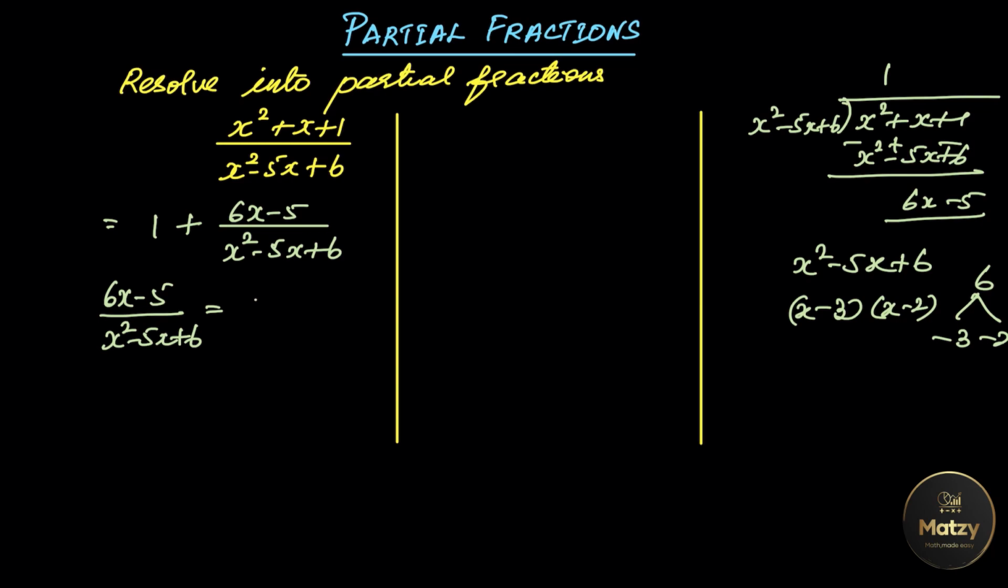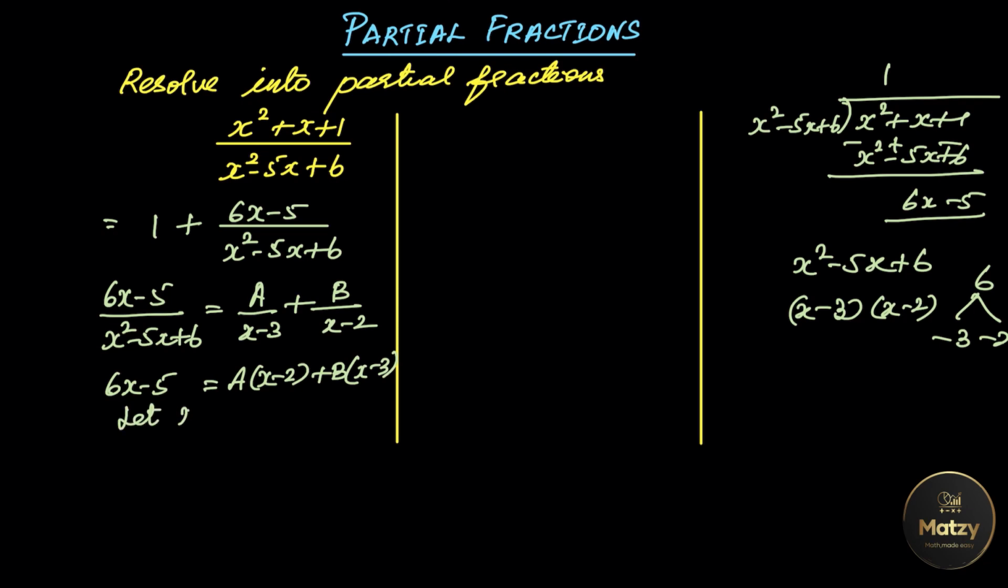So I am writing A/(x - 3) + B/(x - 2), where A and B are constants. Now, what is the LCM? x² - 5x + 6. If you multiply all the fractions by the LCM, I got 6x - 5 = A(x - 2) + B(x - 3).